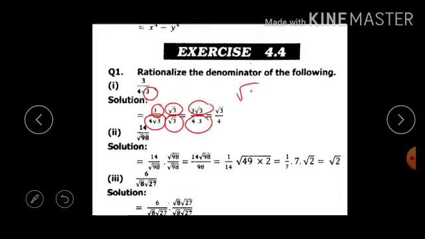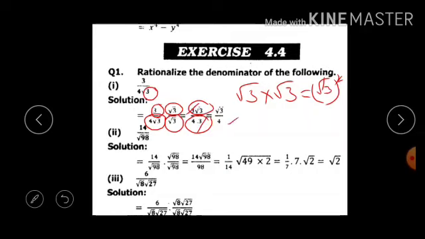Square root of 3 multiplied by square root of 3 is equal to square root of 3 whole square. Square is cancelled with square root. So cancel the common factors between the numerator and denominator. So the final answer is square root of 3 divided by 4.